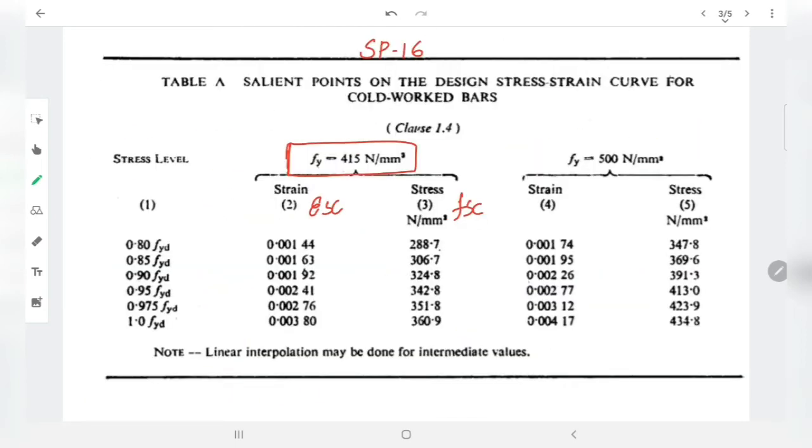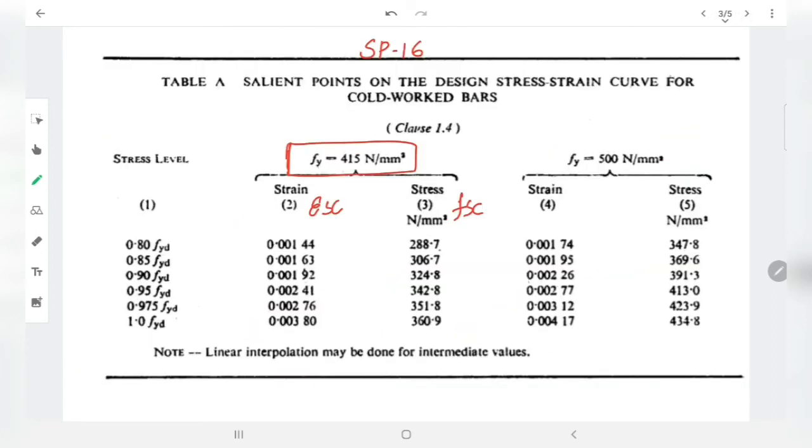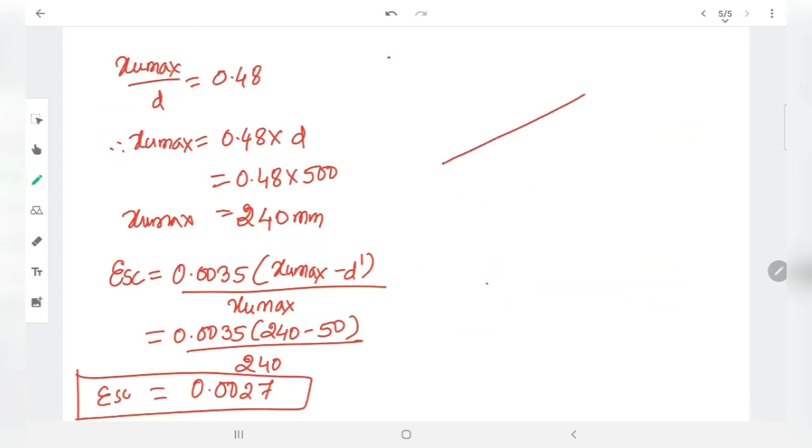From the chart, we got the value of epsilon SC. Let's see where 0.0027 falls. 0.0027 falls in between these two values. We are using Fe415 steel, and our value of epsilon SC falls in between these two. Obviously the FSC value falls in between these two. So I will go for interpolation. This is a graphical method to calculate the intermediate value.